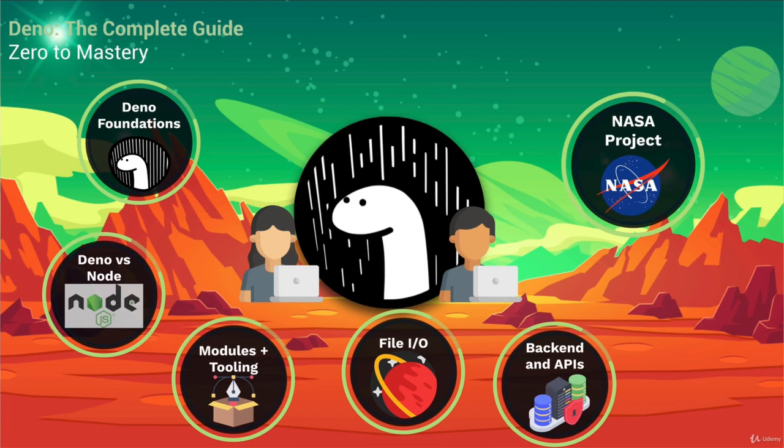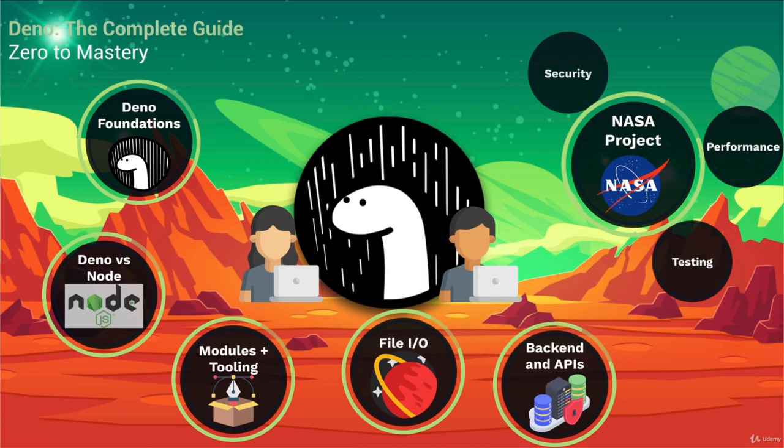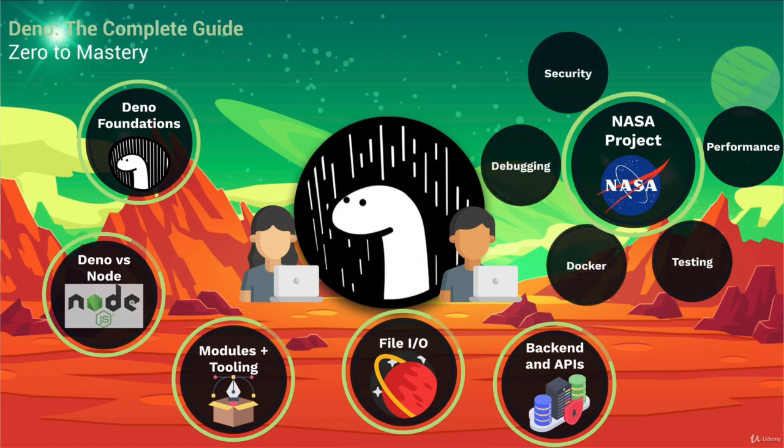But most importantly, along the way, we're going to cover things like performance, testing, security, debugging, using Docker to deploy to production on AWS. All things that as backend developers, we need to know. We're going to use modern practices to build actual secure applications that you can trust.